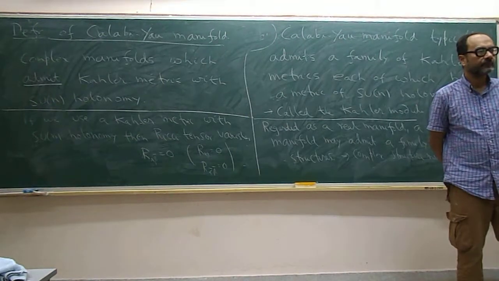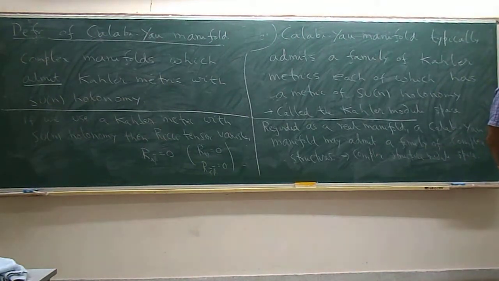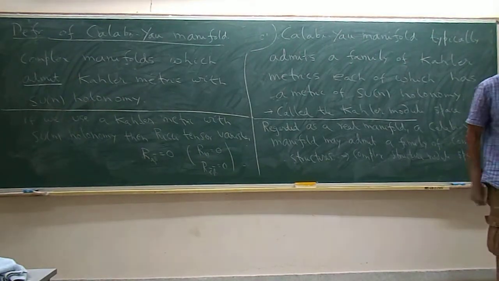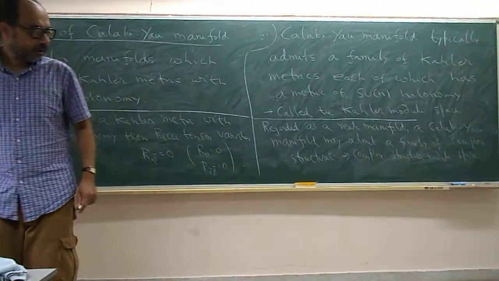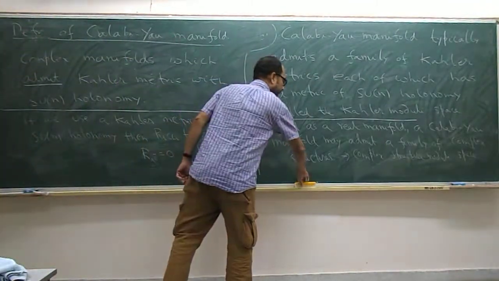So in particular, when a torus is regarded as a Calabi-Yau manifold, the family of complex structures is basically the space of tau. Let me write down. I think that example will make it clear what these various things are. So let's look at the example of a torus.